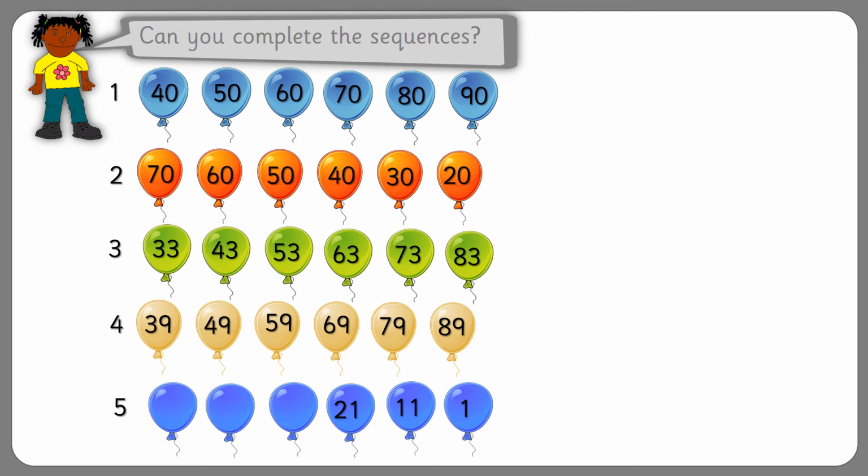Finally, on the blue balloons, our missing numbers again are at the beginning, so we might need to work backwards. And our sequence goes something, something, something, 21, 11, 1. So our ones digit is 1 each time. The tens digit is getting smaller each time. So let's work from the end and count backwards. 1, 11, 21, 31, 41, 51. Well done if you got those sequences correct.